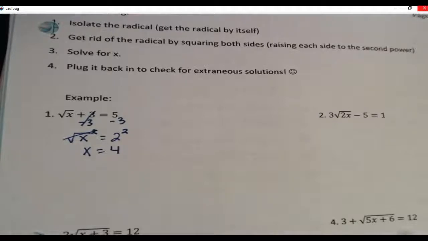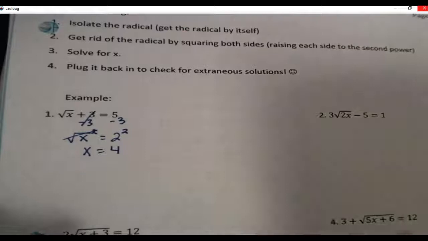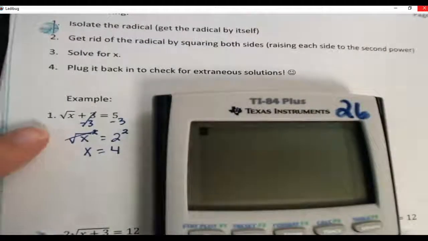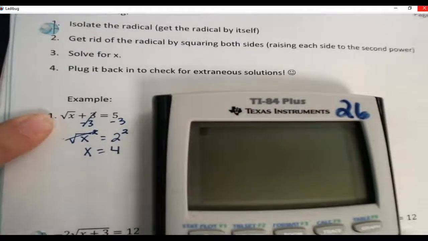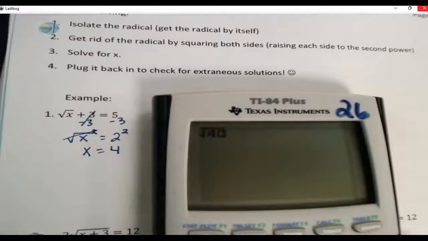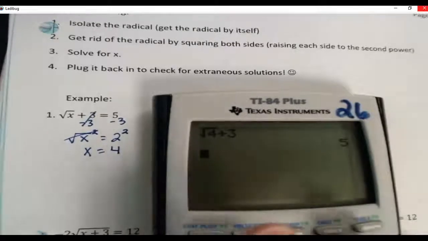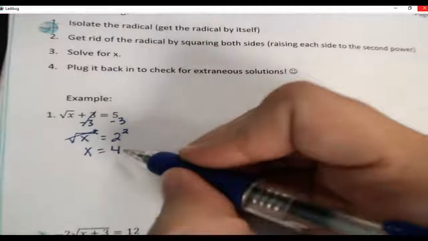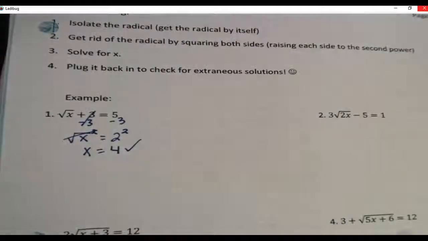Questions? Yep. So then to plug it back in, you can just plug it back in your calculator. So you want to type it into the original equation. So square root of 4 now. Hit the over button to get outside, and then plus 3, and that gives us 5, and that's what we want. So we're good to go. Check. Questions?